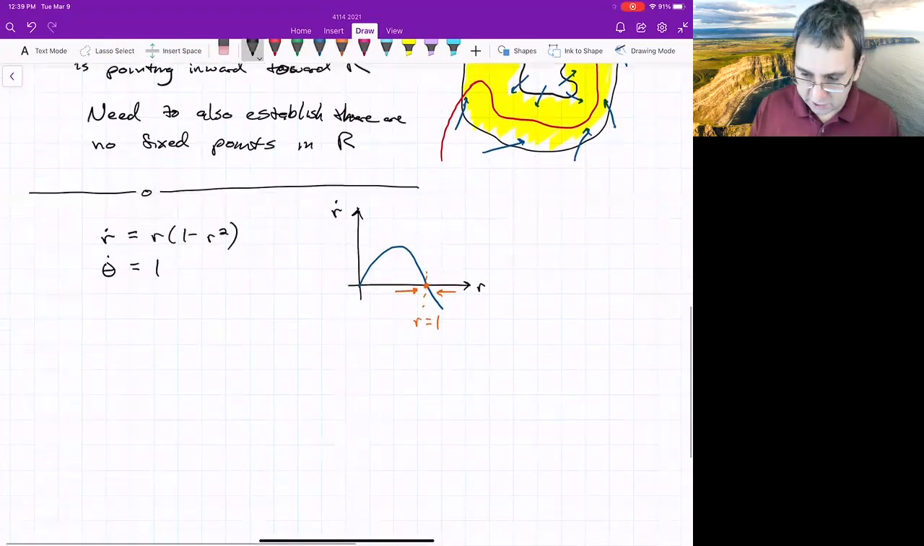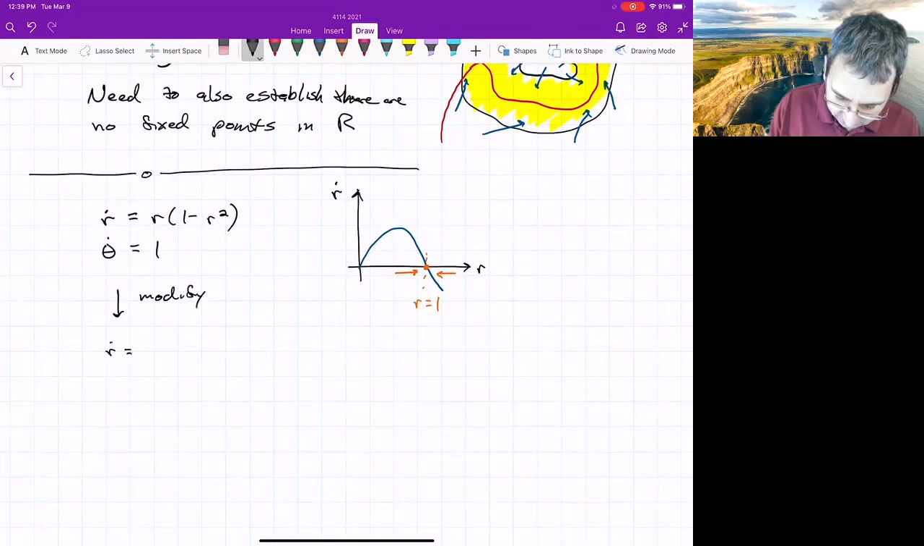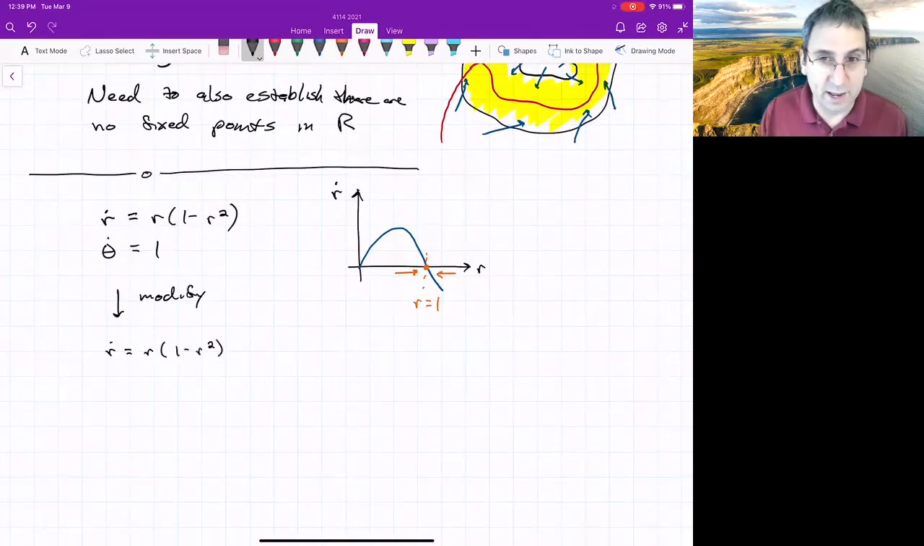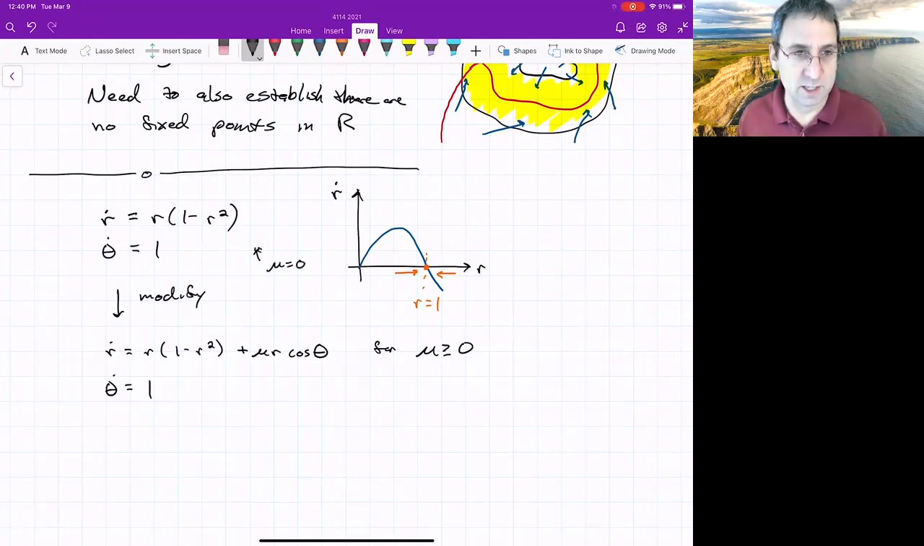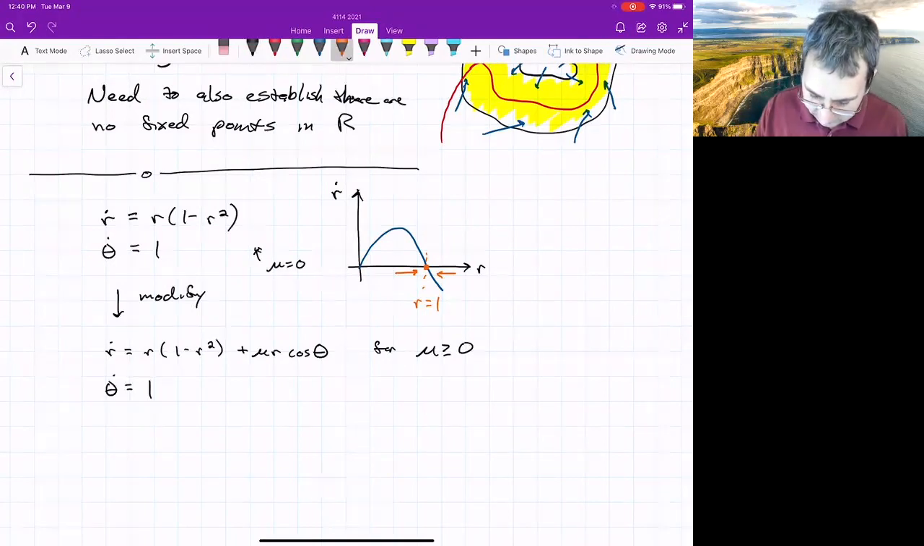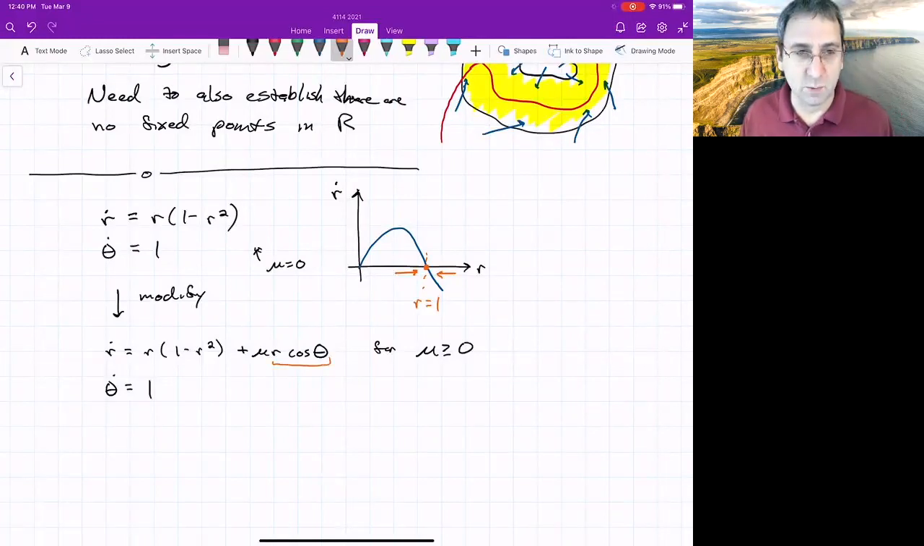We could modify this a little bit so that this part's the same, but then we'll add on plus mu R cosine theta for mu greater than or equal to 0. And then theta dot is the same. So this would be the case up here for mu equals 0. For mu equals 0, we already know that there's a limit cycle by some other argument. But now we've got this term, and it couples R and theta because of that cosine theta. So can we establish that there is a limit cycle?